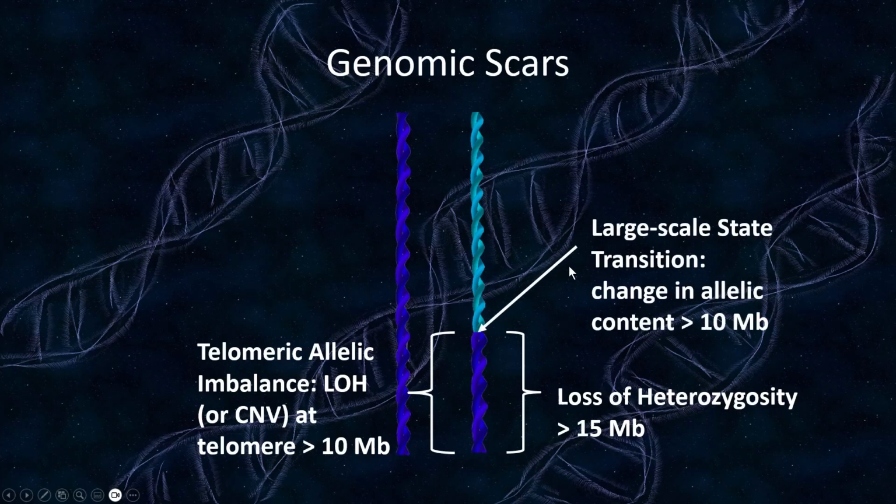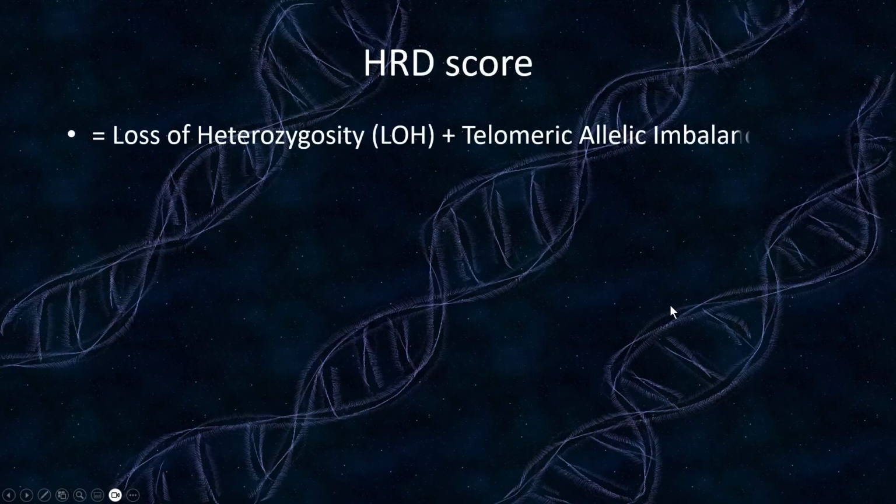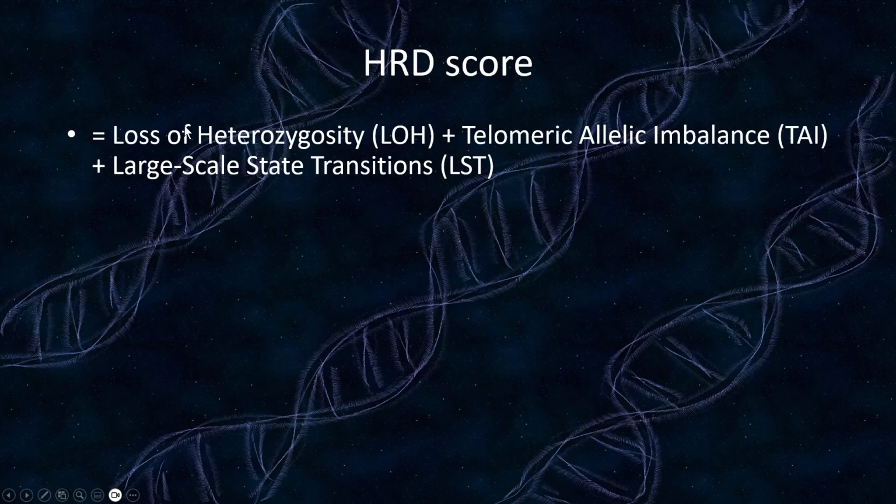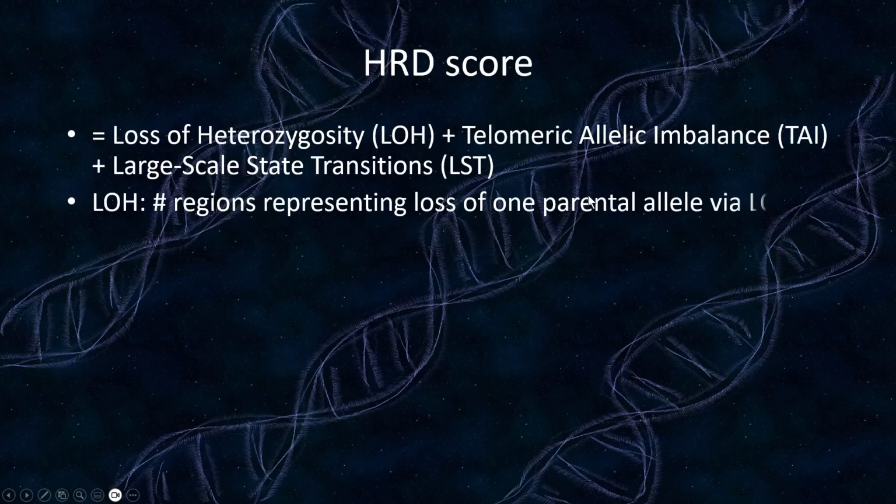And then there's one more thing, which is a large-scale state transition, which is any change in allelic content. So like LOH and deletions and amplifications of at least 10 megabases. So this one change actually qualifies as all three of these things. So it would add 3 to your score. So again, this is a little bit technical, but the HRD score is the sum of these three things.